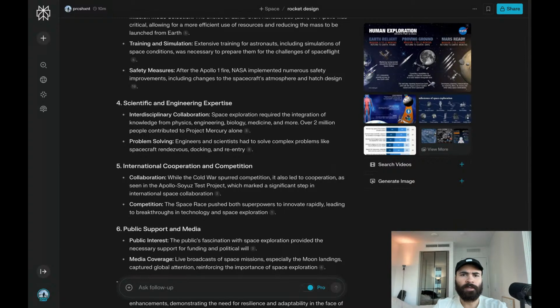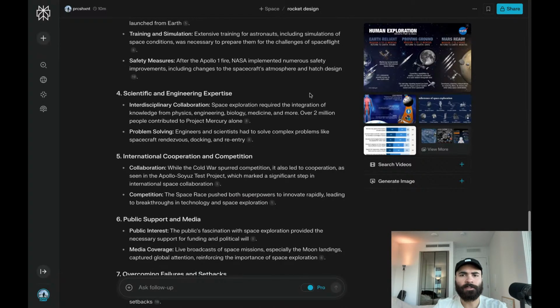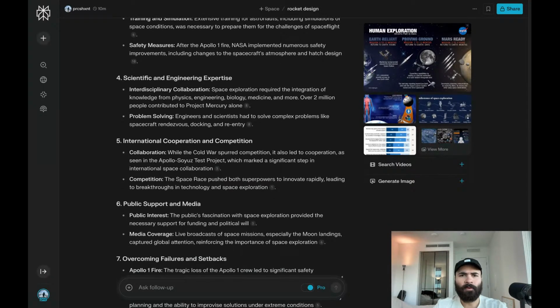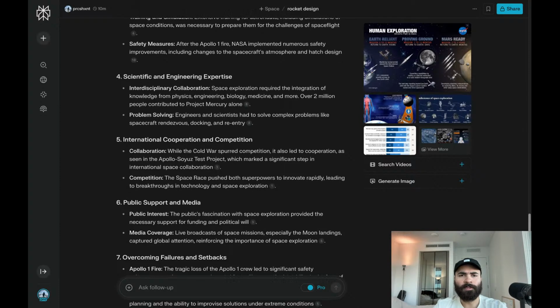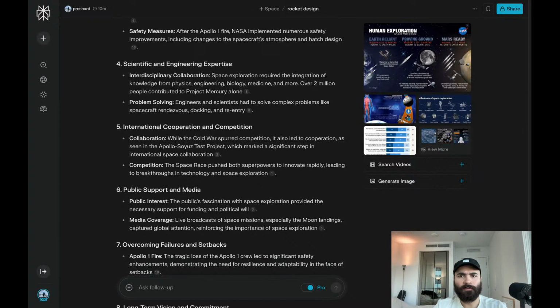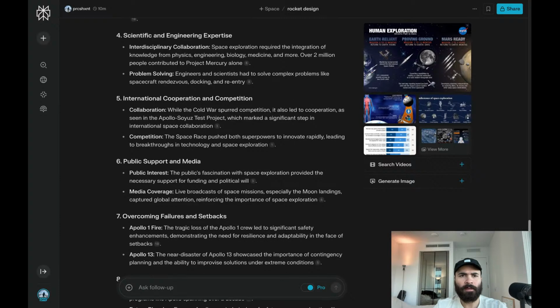Training and simulation. Extensive training for astronauts, including simulations for space conditions, was necessary to prepare them for the challenges of spaceflight. After the Apollo 1 fire, NASA implemented numerous safety improvements, including changes to the spacecraft's atmosphere and hatch design.